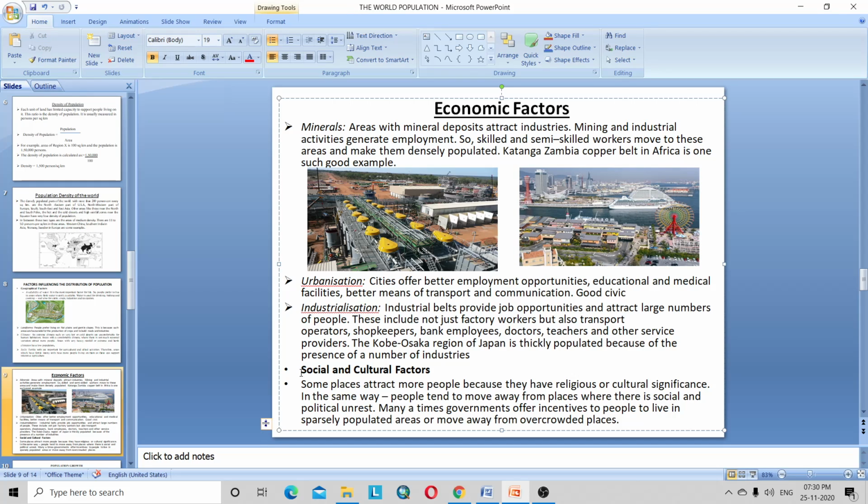The last factor is social and cultural factors. There are some places which attract more people because they have religious or cultural significance. People tend to go there for religious purposes and also for cultural significance. In the same way, there are places where there is social and political unrest, and people try to avoid those areas for settlement. For example, in the Middle East countries, due to political unrest and war, people migrated to other neighboring countries.